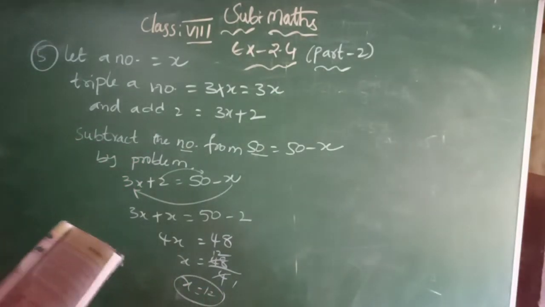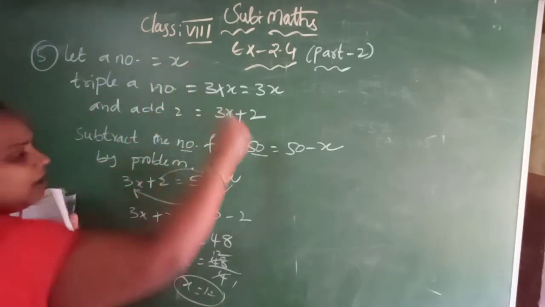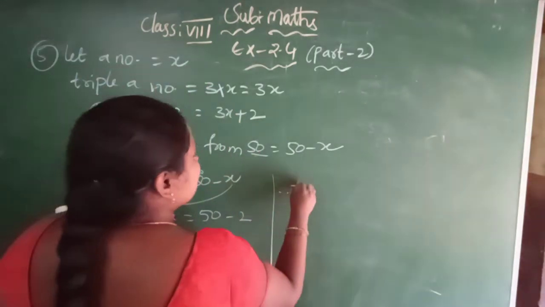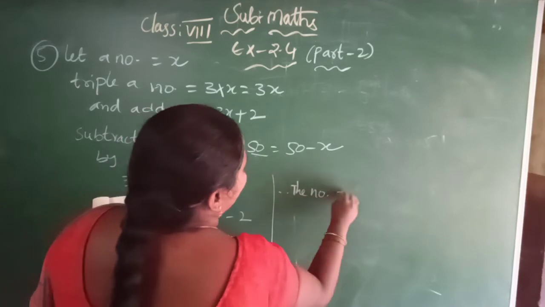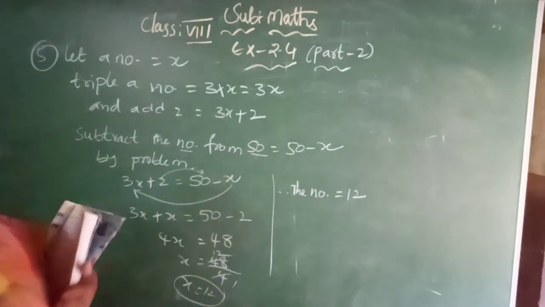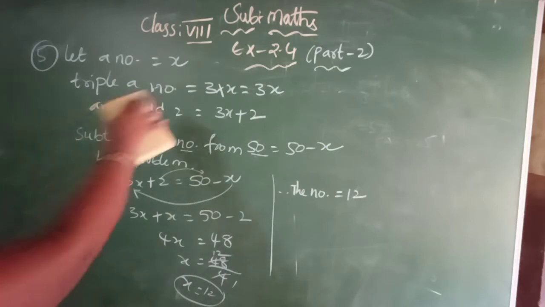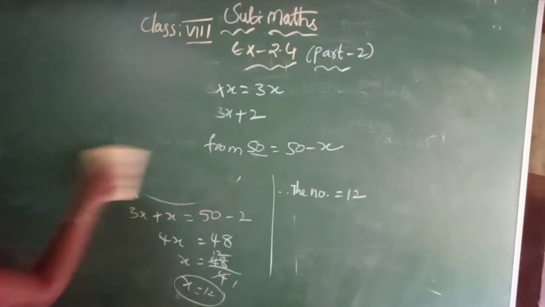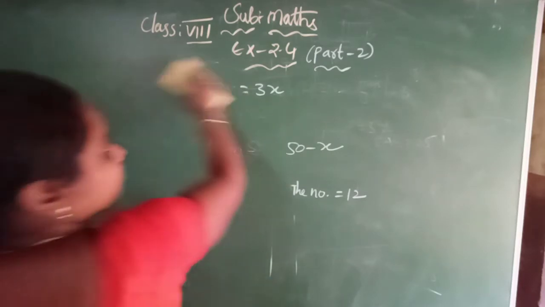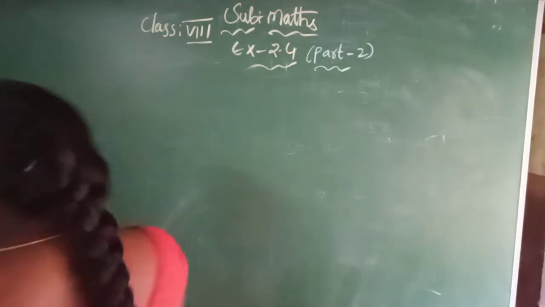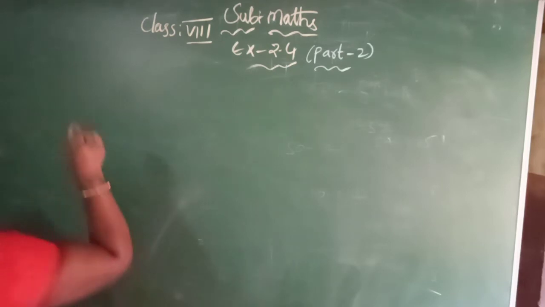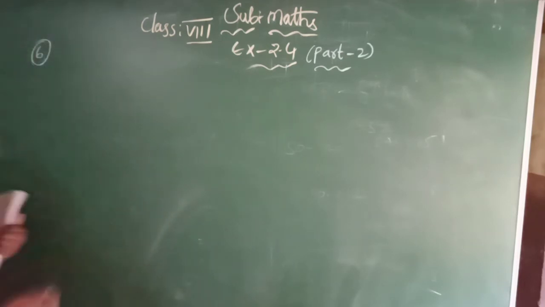Find the number. So what is the number we got? Therefore, the number is equal to 12. Next, sixth problem. So what is the sixth question given here?